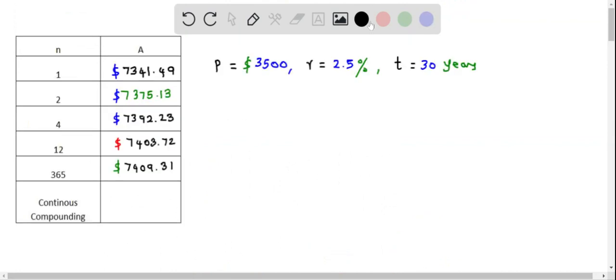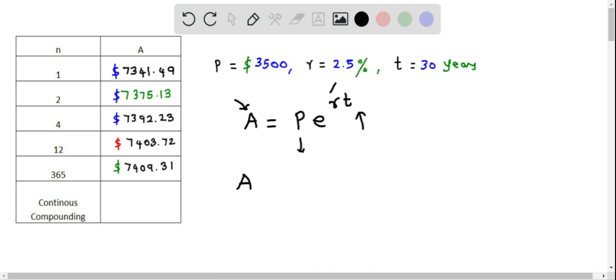Now let's calculate for continuous compounding. For this, we use a different formula. That is, the amount is given by P times e raised to the power of rt. Everything remains the same: A is the amount after t years, P is the principal, r is the rate of interest in decimal, and t is the time. So let's plug in for this one.